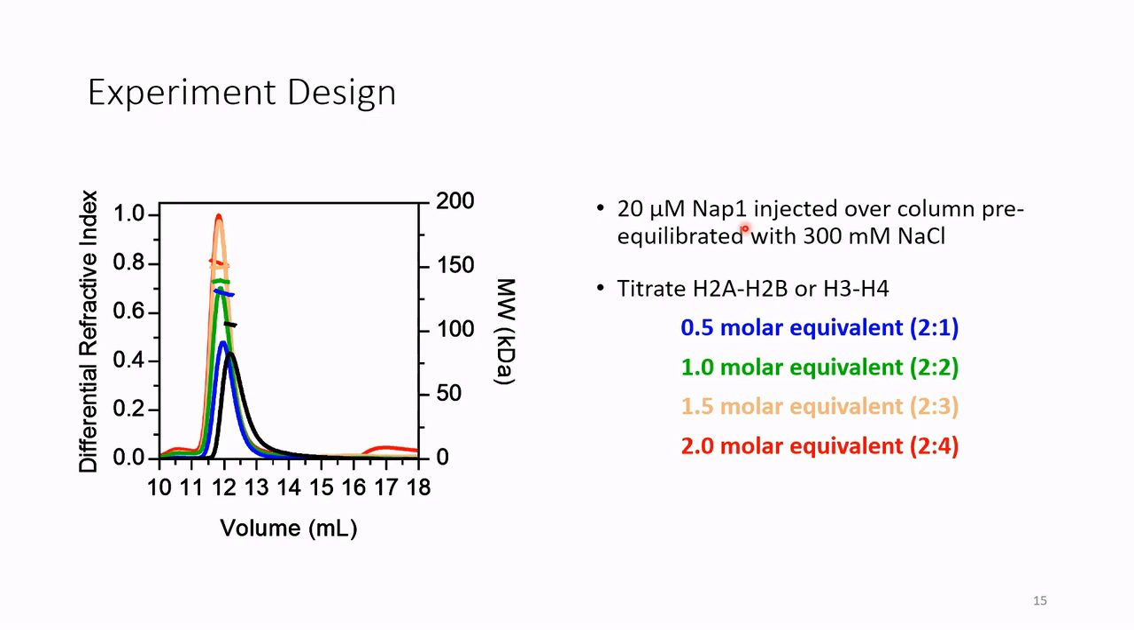Once we obtain the chromatograms, we see that not only is there an increase in the height of the peak, but also the peak shifts to the left, indicating a large complex being formed. If this wasn't obvious enough, we also have molecular weight traces over here, which increase. We compare our molecular weight traces to the theoretical molecular weight of Nap-histone complexes, either 2-to-1 Nap-histone or 2-to-2 Nap-histone complexes, and we can make comparisons and identify stoichiometry of our protein complexes.